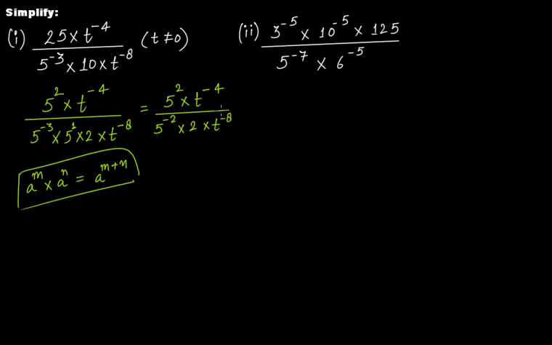Okay, now this can be written as 5 raised to the power of 2 divided by 5 raised to the power of minus 2, multiplied by 1 by 2, right, multiplied by t raised to the power of minus 4 divided by t raised to the power of minus 8. Now look at these two.